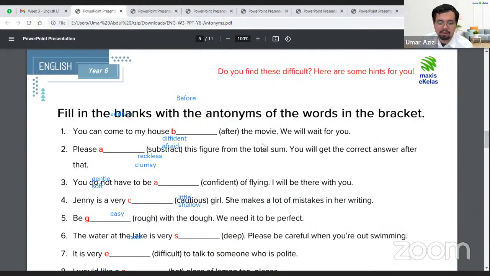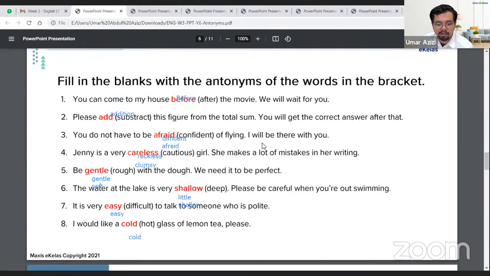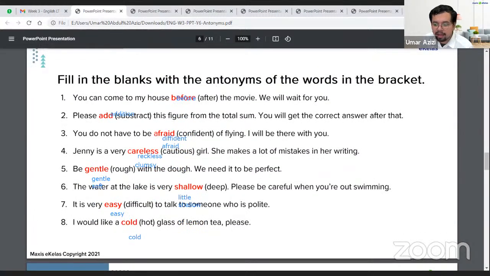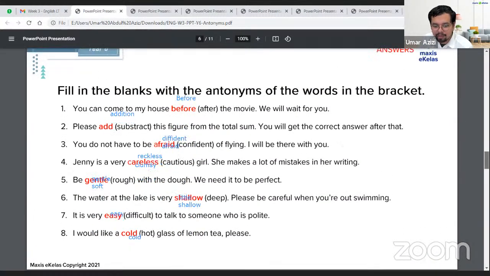All right, so we had the tips, but let's go for it. So we got it mostly right. Let me just slide it up a bit. There we go. So number 1, the answer was before. Number 2 was add or addition. Addition wasn't correct because we have to fit the sentence to the word. It was: please add this figure from the total sum. You will get the correct answer after that. Remember, we have to look for antonyms, which means the words need to fit in these sentences also. It can't just be the opposite of the word. It has to also fit the sentence.